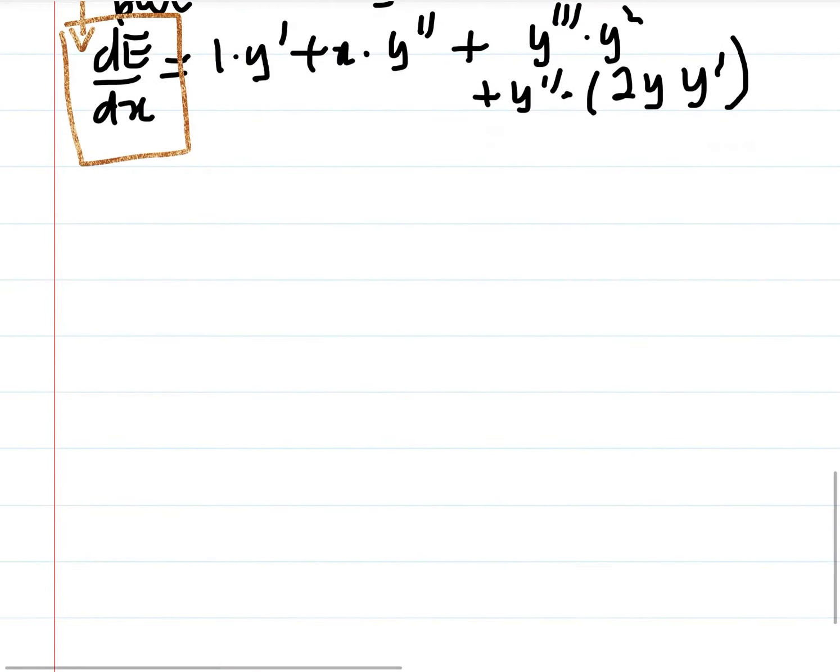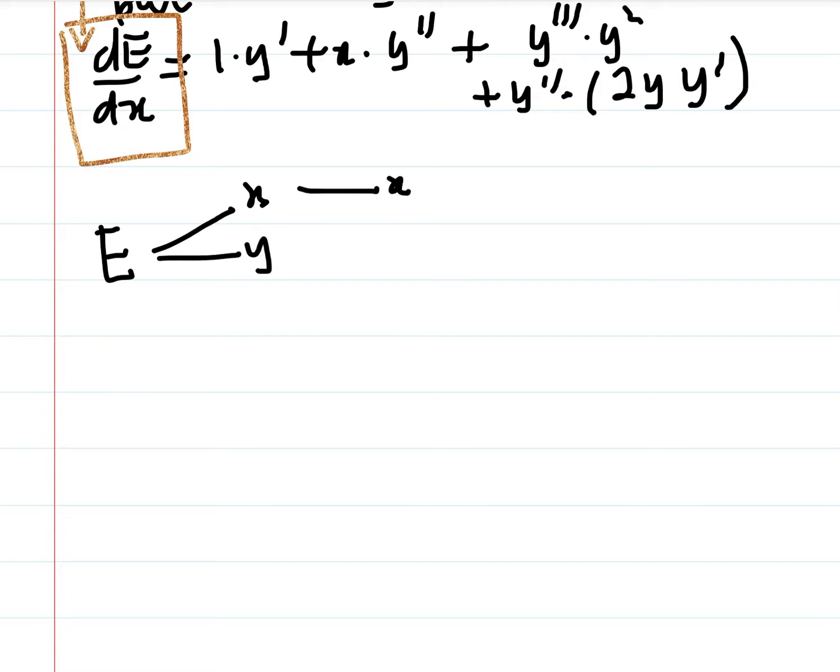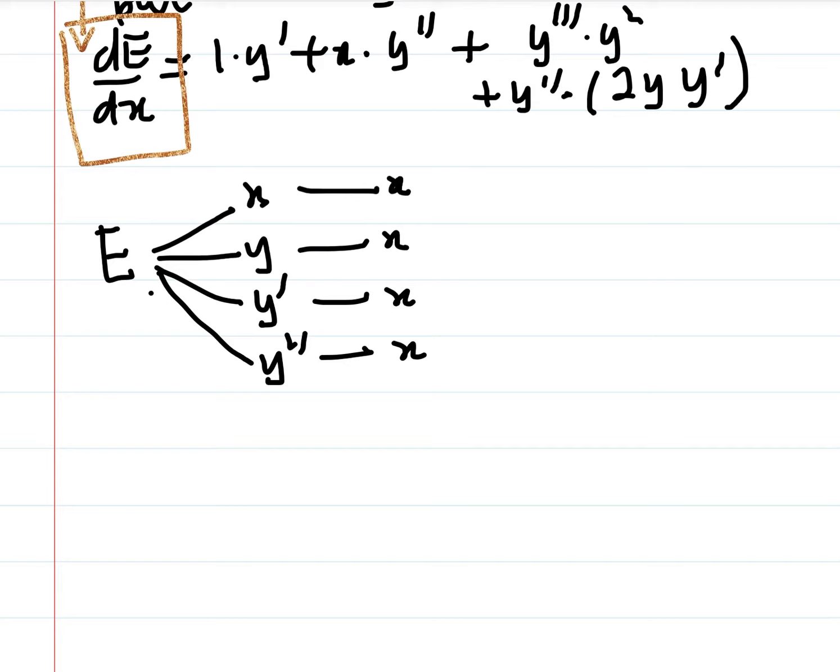Okay, and it's essentially a consequence of the multivariable chain rule. We know that, for example, e could be a function of x, which is of course a function of x. E could be a function of y, and y in turn is a function of x. E could be a function of y dashed, which could be a function of x, and e could be a function of y double dash, which is a function of x, and of course we could go on.